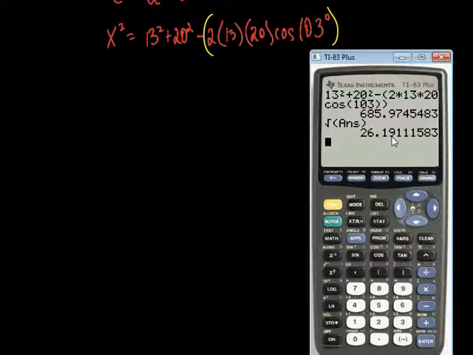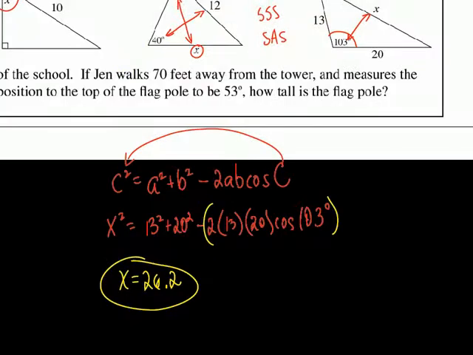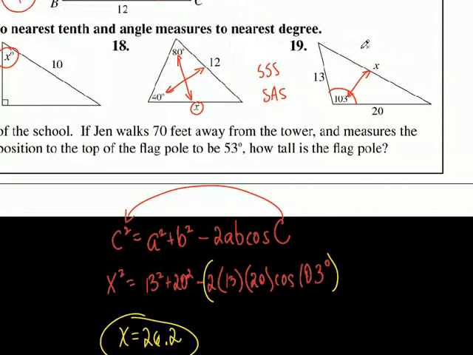It's a side, so we round it to the tenth, which is 2. 9 rounds that 1 up to a 2, 26.2. And it's exactly what your answer should be. And there it is. Make sense? There it is. One more.